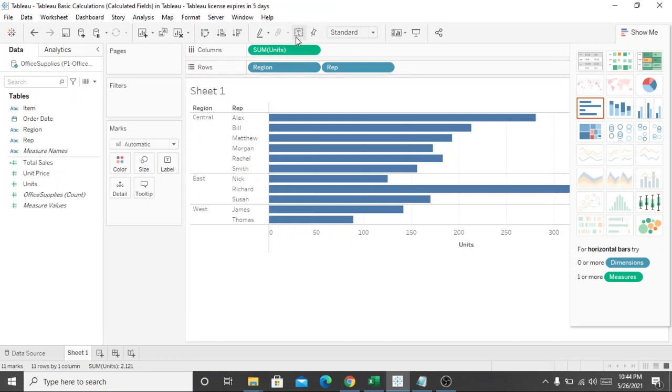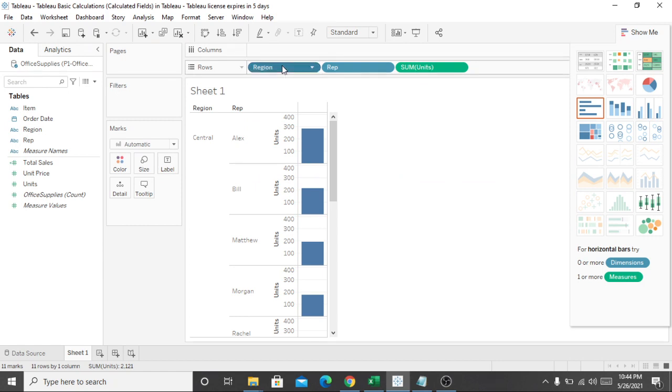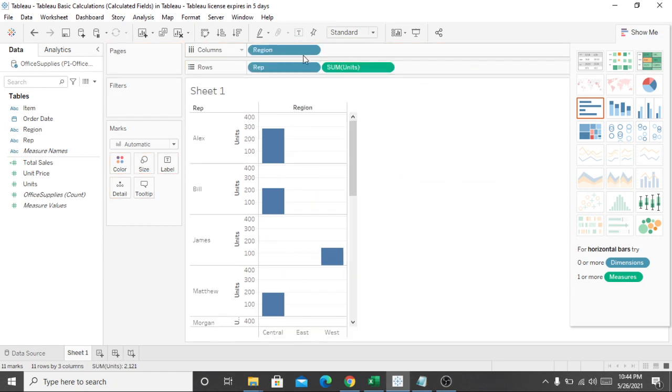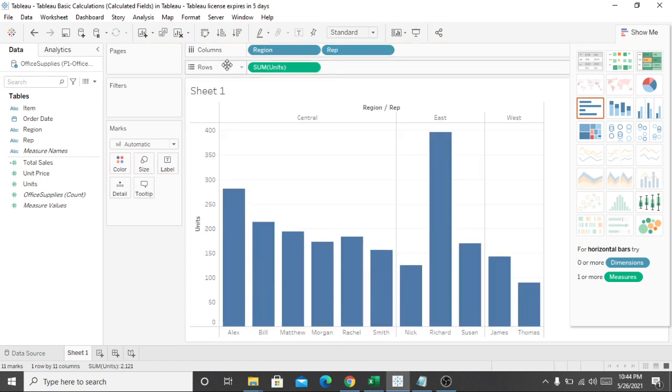See over here, we don't want it to be normal horizontal, so we need to just do it vice versa. We will be doing this. Yes, we got the actual data right now.